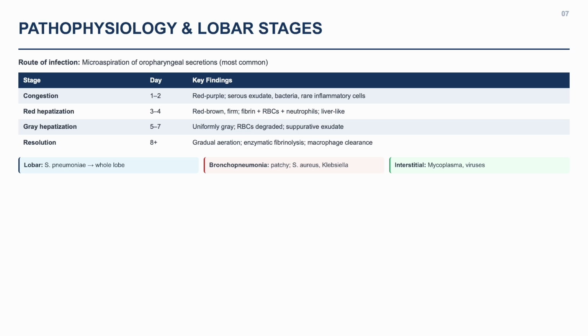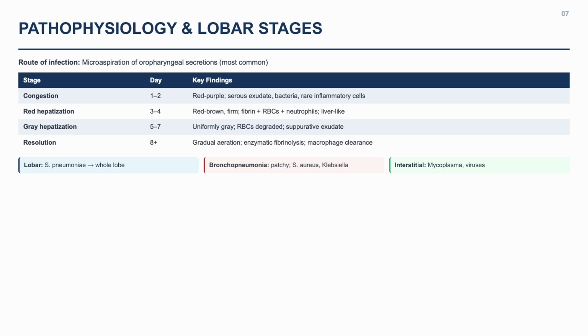Days 5 to 7: gray hepatization. The tissue becomes uniformly gray as red blood cells degrade and suppurative exudate accumulates. Day 8 and beyond: resolution. Gradual reaeration with enzymatic fibrinolysis and macrophage clearance.